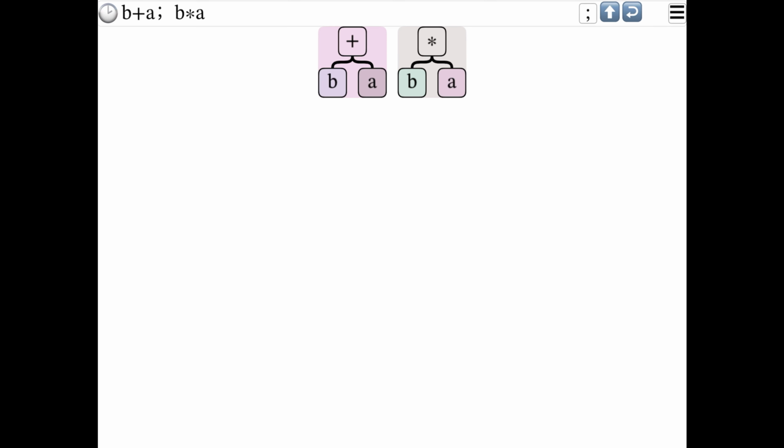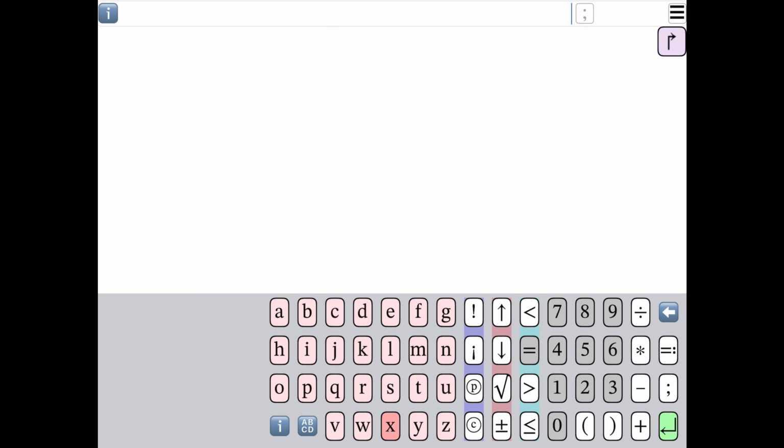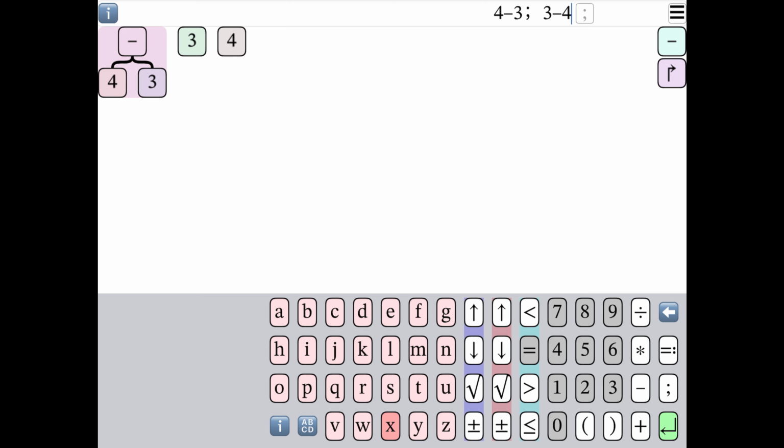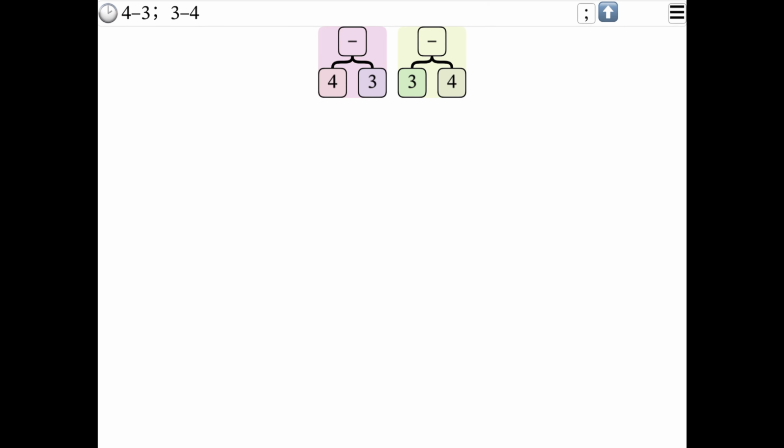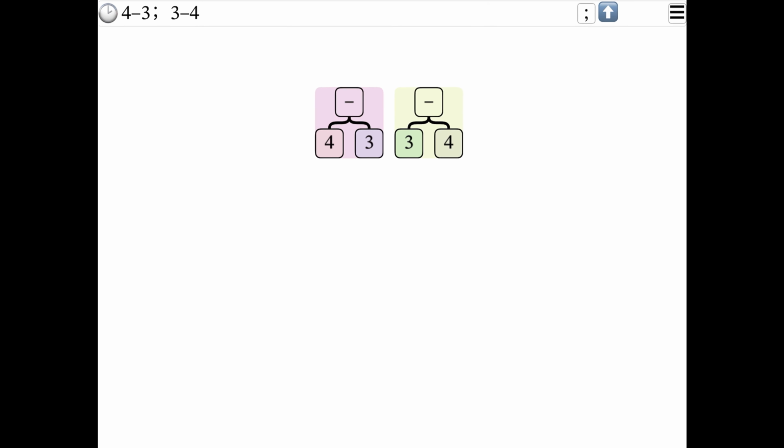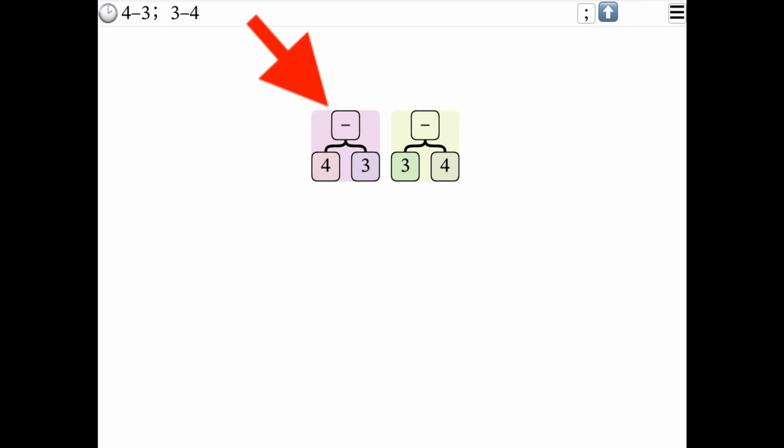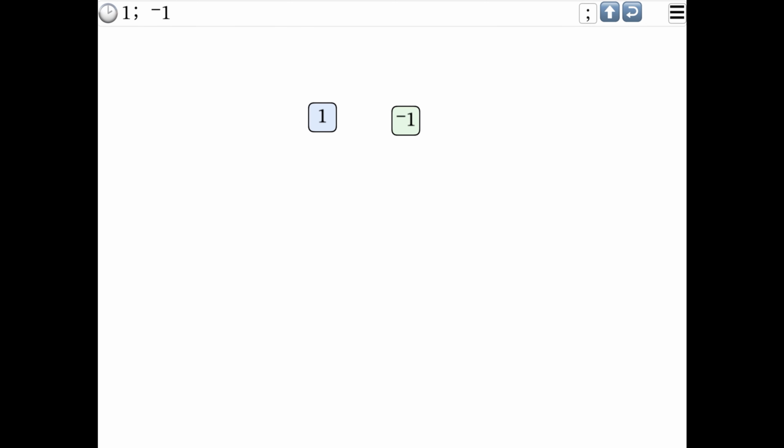We'll start with subtraction. Enter 4 minus 3, semicolon, 3 minus 4. Now double tap the roots of both expressions to evaluate. The results are not the same. There might be some numbers for which this works, but it doesn't work for all numbers always. So there is no commutative property of subtraction.